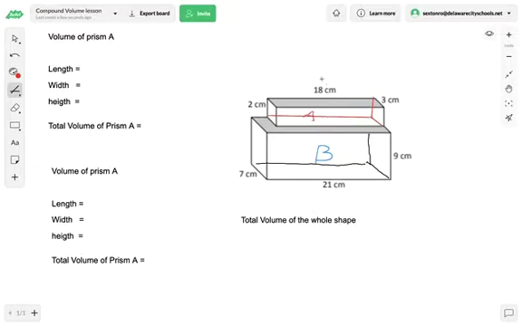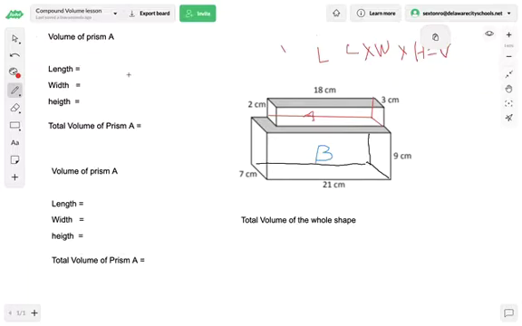Now I'm still going to use the same formula I always used. I'm still going to use length times width times height equals volume. But we're going to have to do it two times. We'll do it once for this little piece and once for the big piece. So let's come up here.